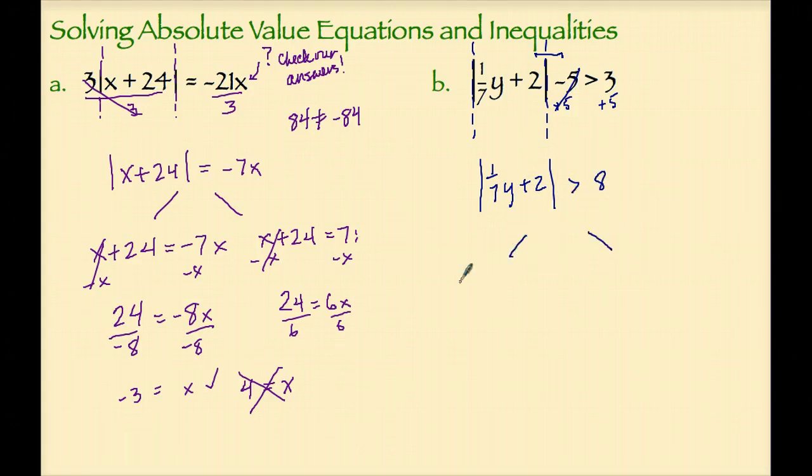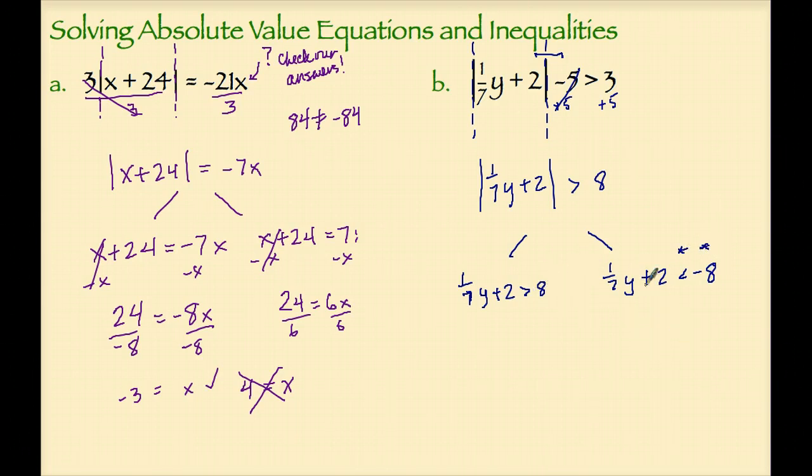So we do this. We're going to say 1/7 y plus 2 is greater than 8. The first inequality looks very much like the original inequality. And then for 1/7 y plus 2, we will change the direction of the inequality and the sign of the number for the second inequality. So that's two small changes that need to be made to set up the two inequalities.